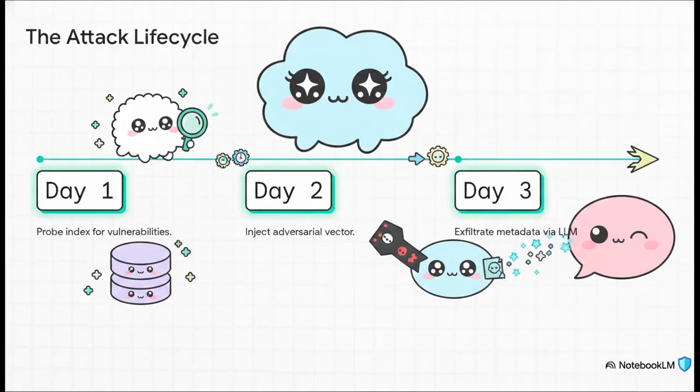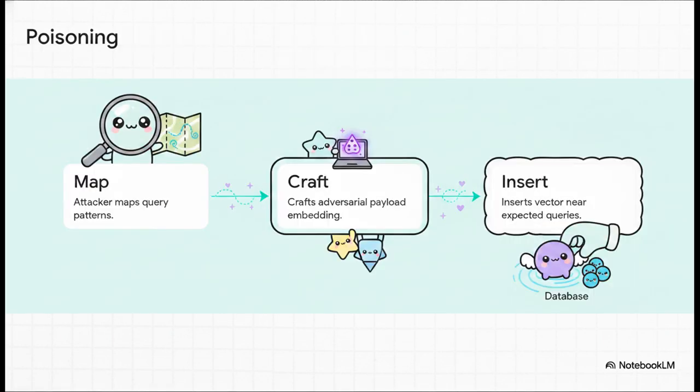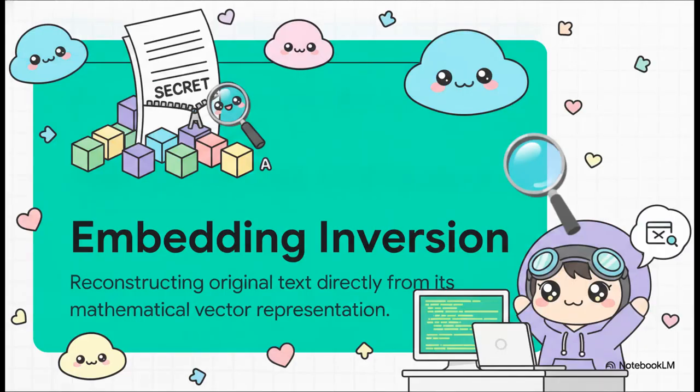Let's dig in. So, here's the attack lifecycle. Hackers probe the index, inject an adversarial vector, and then boom, exfiltrate metadata. It kicks off with poisoning. Attackers sneak malicious vectors right next to your expected queries in the geometry. Next up, embedding inversion. They mathematically reverse engineer those vectors to perfectly reconstruct your raw proprietary text.